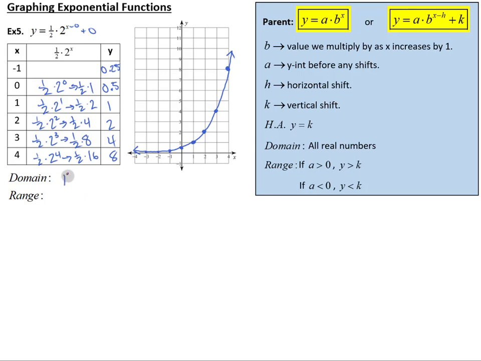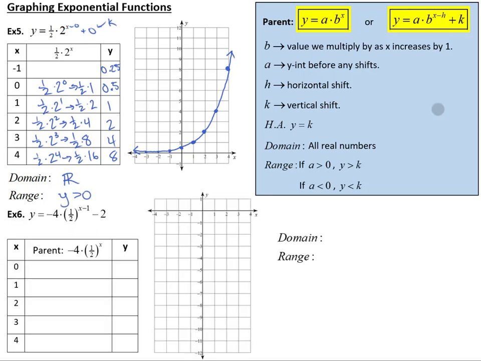So our domain is the set of all real numbers. That's the symbol that represents all real numbers. And our range in this case, because k is 0, it's going to have to do with k. Notice we are staying above y equals 0, so it's y is greater than 0.